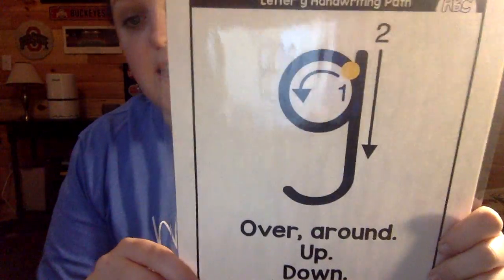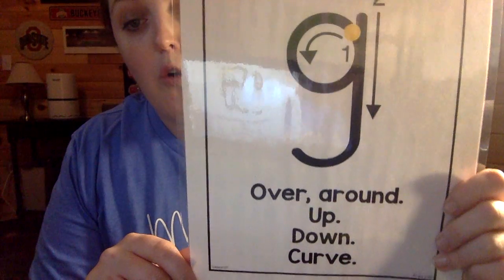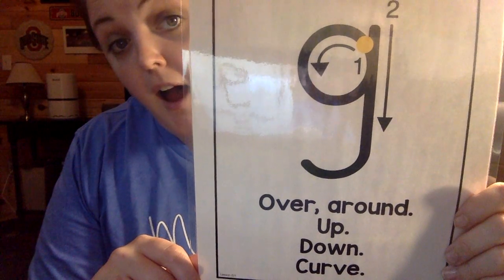Very nice. Can you try and trace it with your finger? Over, around, up, down, and curve. That is our lowercase g, which is our focus for our lesson today.